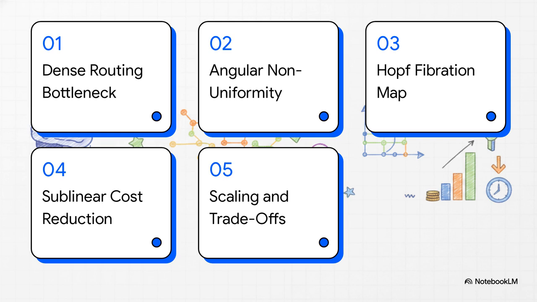So, here's our roadmap for today. We're going to cover the dense routing bottleneck, unlock angular non-uniformity, map out the Hopf fibration, dive into the sublinear compute cost reduction, and finally look at real-world scaling and trade-offs. I promise you, sticking with me through the complex topology is going to lead to a very tangible, practical payoff in hardware savings. Let's get into it.